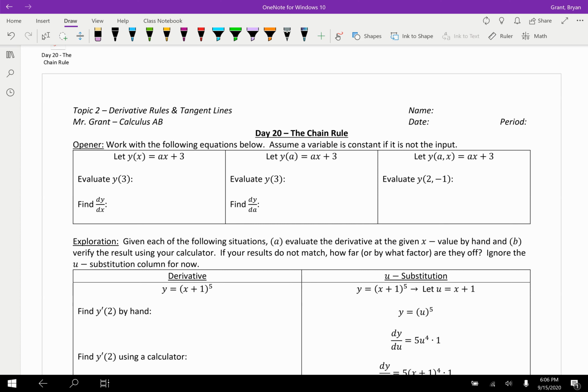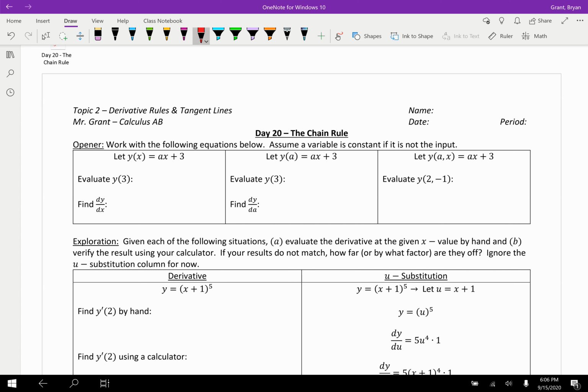We're going to do our normal try to discover the chain rule. It's not going to be so much a proof this time as intuitively determining what the chain rule tells us. Let's take a look at our brief little opener here. We're going to assume that a variable is constant if it's not the input.